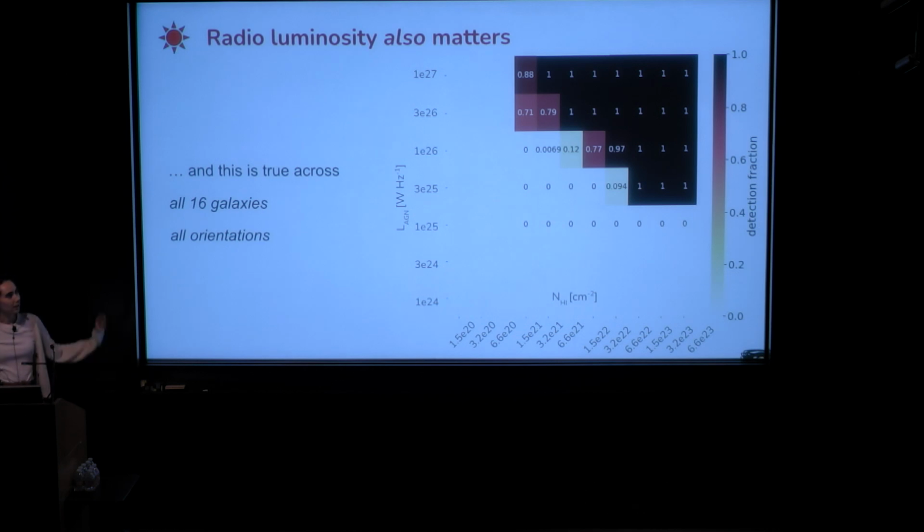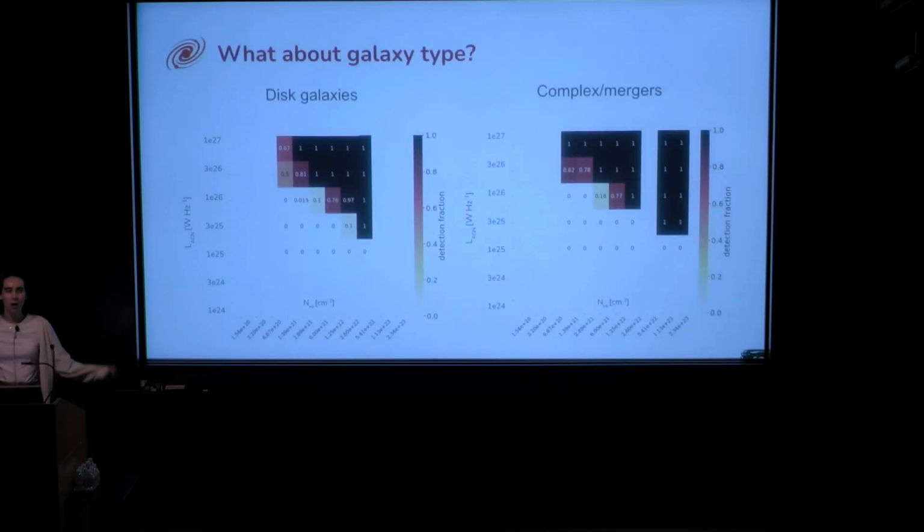So you can see that for observations where we have the most H1 and the brightest radio sources, we are pretty much always detecting the hydrogen that's there. So that's kind of nice to know. So radio luminosity does indeed make a difference. What about galaxy type? We have this sample where 8 of these galaxies are disky and 8 are complex mergers. So if we split this heat map up into different types of galaxies, we start to see maybe there's a little bit of a difference.